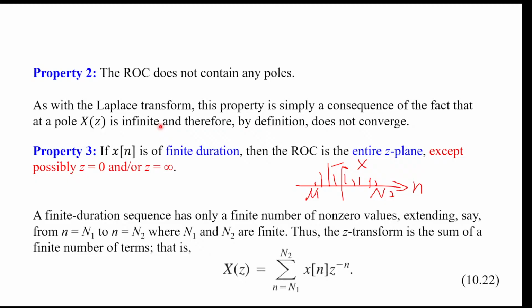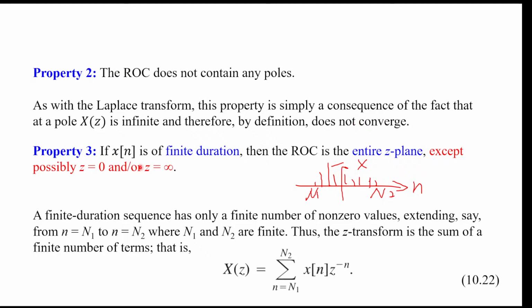Then property 3, now we see something different. This introduces a major difference between the ROC of the Laplace transform and the ROC of the Z transform. The first part is the same. It says that if x[n] is finite duration, then the ROC is the entire Z plane. So if you are finite duration, the Z transform summation always converges for all finite z.